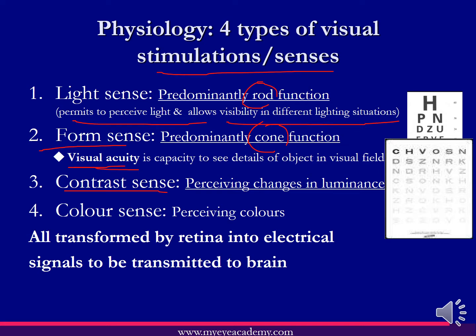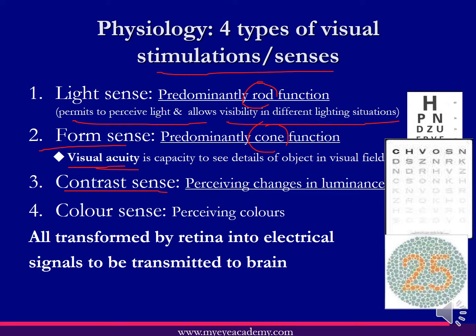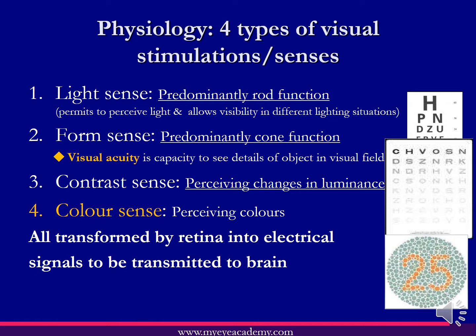The fourth one is the color sense, which is perceiving colors, and we will discuss that in a bit more detail in the coming slides. All these four senses are transformed by the retina into electrical signals, and these electrical signals are transmitted to the brain via the optic nerve. So for vision, we need to have a functioning retina and a functioning optic nerve. Out of these four senses, we will discuss in a bit more detail the visual acuity or the form sense and the color vision.